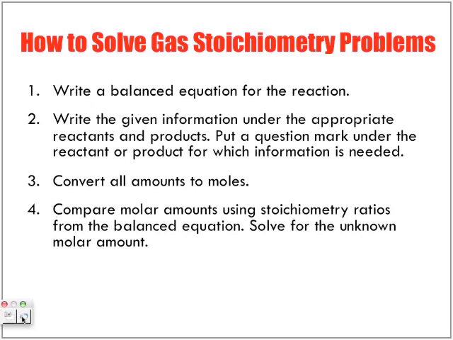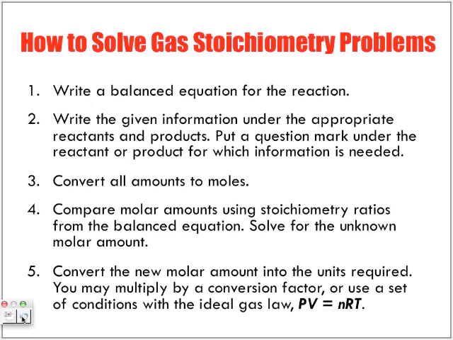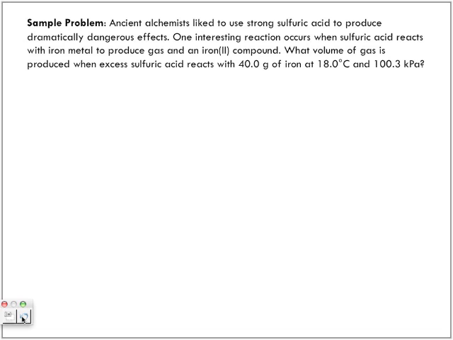So solve for the unknown molar amount, which is what we did with the first sample problem, and then convert your new molar amount into the units required. You may multiply by the conversion factor or use a set of conditions with the ideal gas law. So sometimes you may need to find the number of moles of your unknown in order to then use the ideal gas law. Okay. So let's go through the next sample problem here.